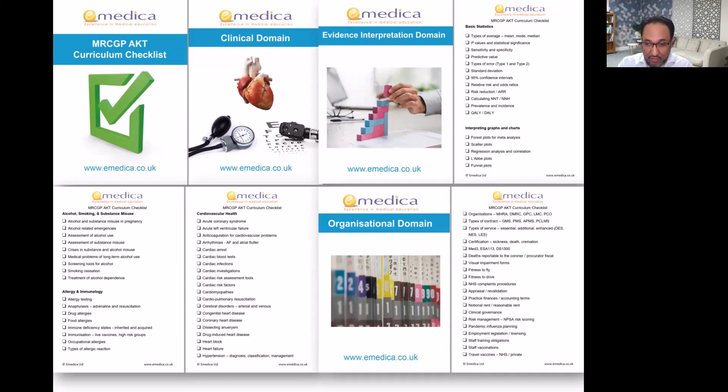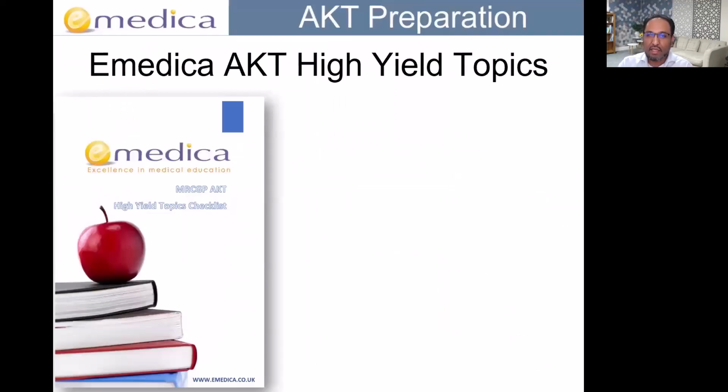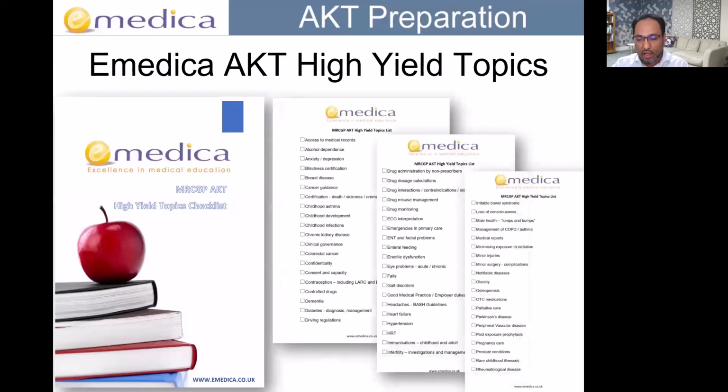You can use that as a checklist to make sure I've covered everything systematically. And then our high yield topics checklist covers the topics that examiners have mentioned in examiner reports. These topics come up a lot. They get retested again and again. So again, make sure you've covered all of those.